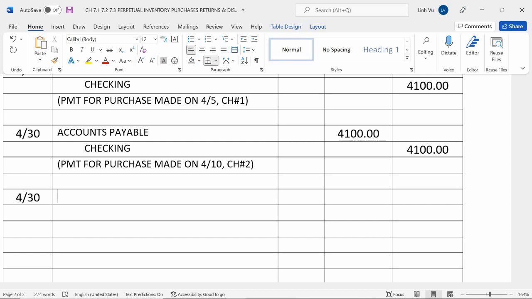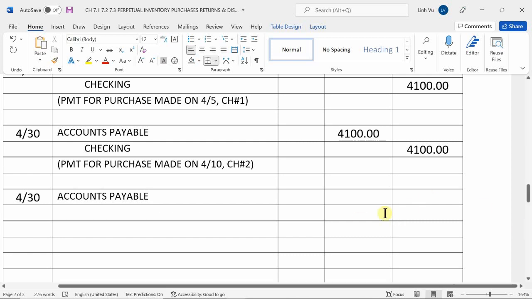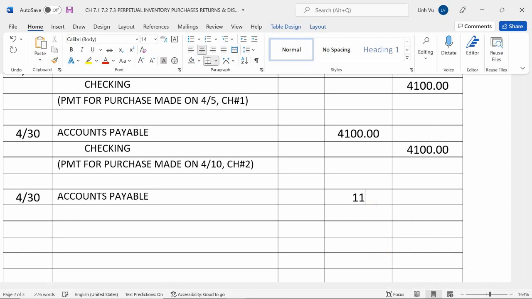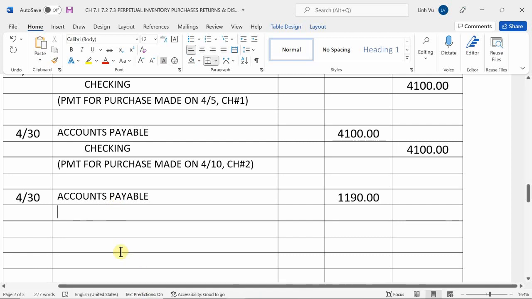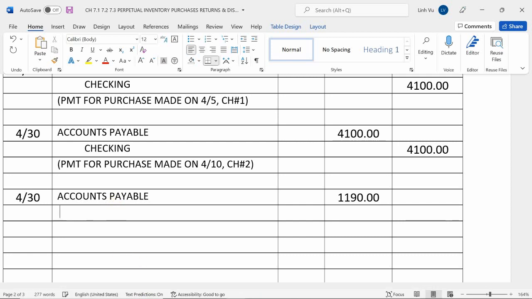Okay, so first let's recognize that we're paying for what we owe. How much do I owe as of right now? $11.90, right? The $12.20 minus 30 because I got a discount for those 25 items. So that means I owe $11.90 right now. Okay? I'm obviously going to pay, but the difference is I have to also recognize my discount.